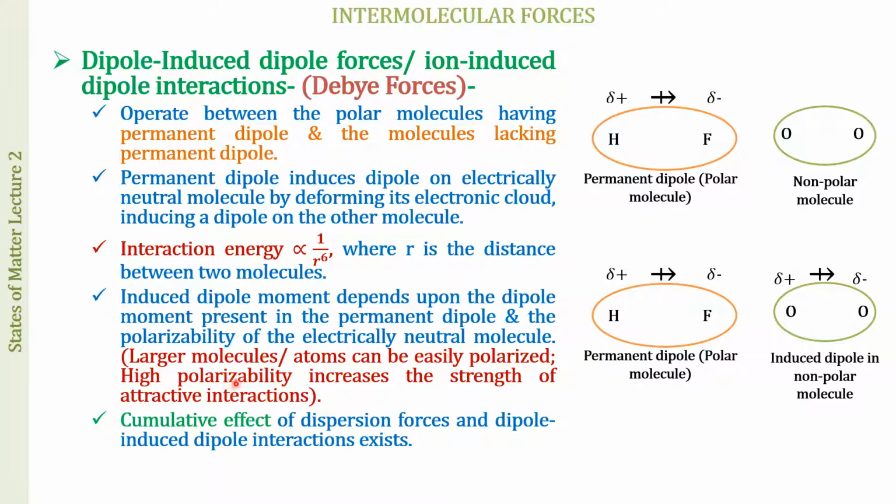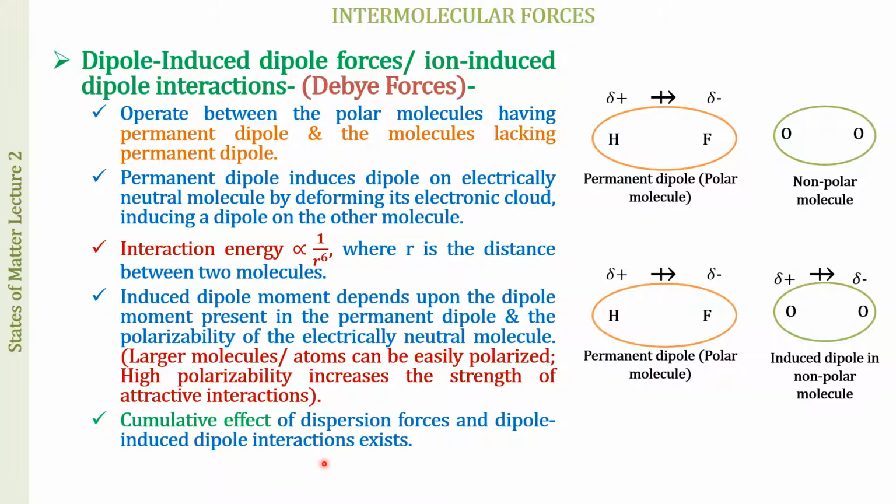So the larger molecules or atoms can be easily polarized, with high polarizability, and therefore this would increase the strength of the attractive interactions. So in case of the dipole-induced dipole forces, the factors that are going to be important are how strong the permanent dipole is, how much the polarity of this molecule is, and how easily this molecule can polarize itself. Okay, the cumulative effect of the dispersion forces and the dipole-induced dipole interactions is always going to be present over here as well.